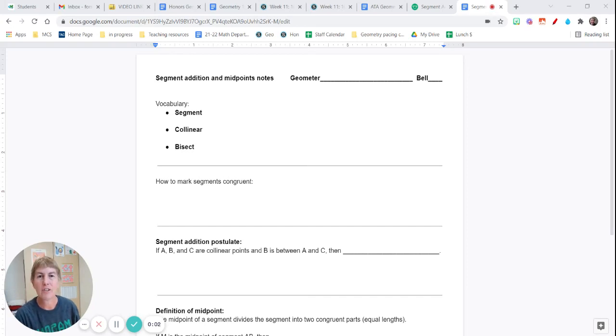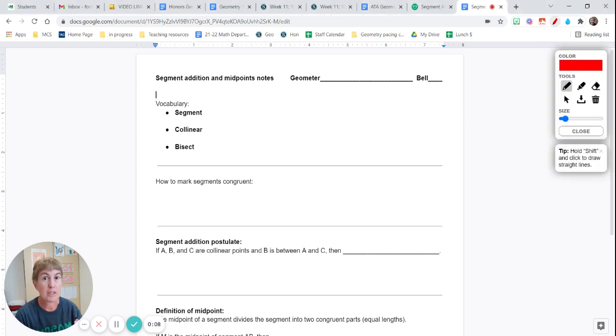All right, let's take a look at the notes for segment addition and midpoints. What we're trying to do is just get our basic understanding of things and get some ideas for when we go to solve some problems. So let's take a look here.